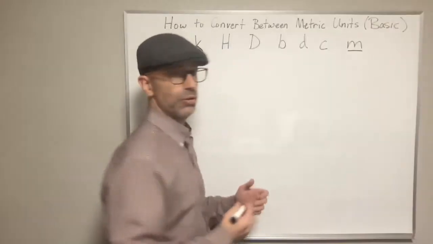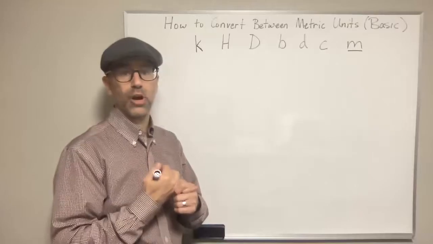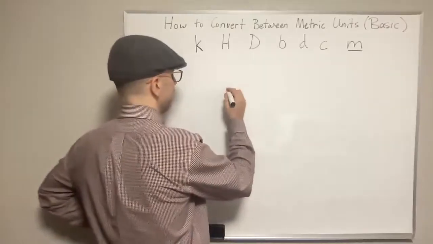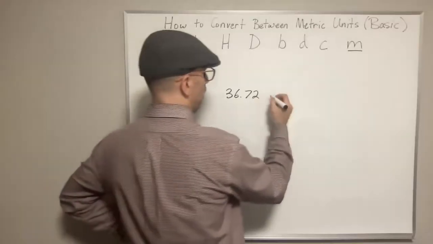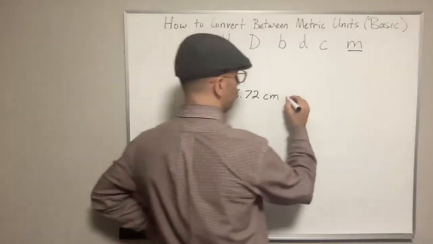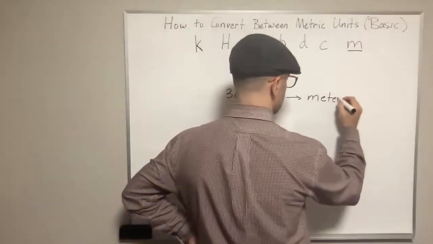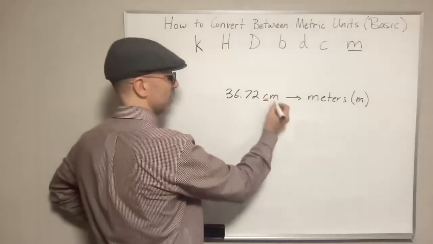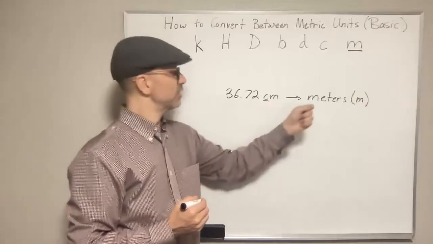The first thing you need to do in your problem is figure out where you're beginning, what unit you're starting with, and what unit you're ending with. So let's say they give me 36.72 centimeters, right? And they want me to convert that to meters. Centimeters is cm, right? So I want to go from centimeters to meters.